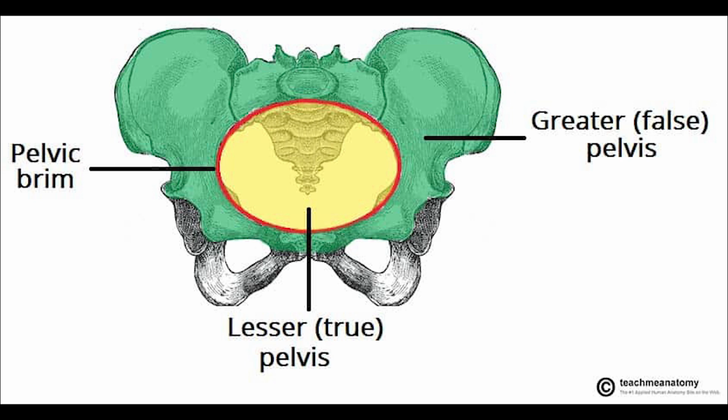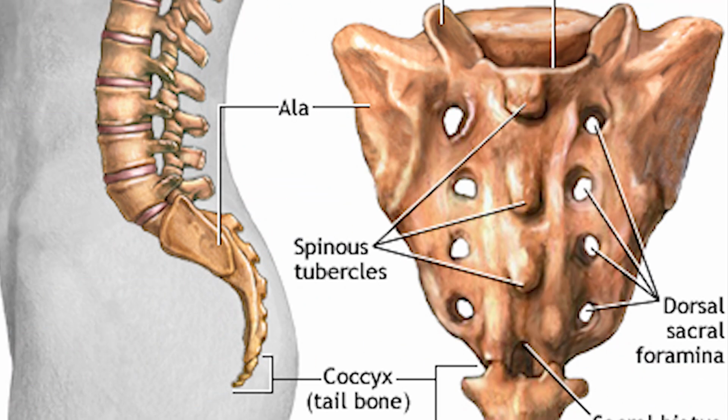Sacrococcygeal joint. The sacrococcygeal joint is a cartilaginous joint between the sacrum and the coccyx. The cornua of the sacrum and the coccyx are joined by ligaments. A great deal of movement is possible at this joint.